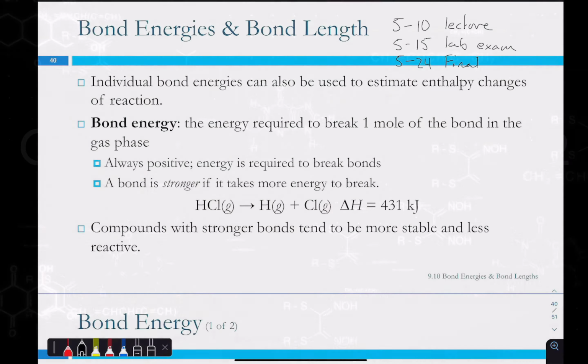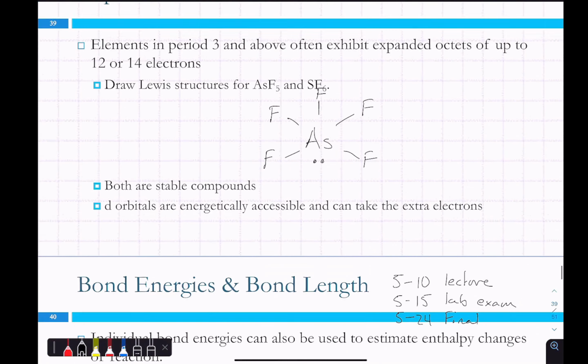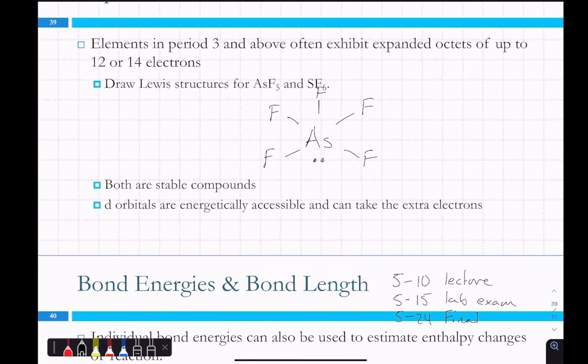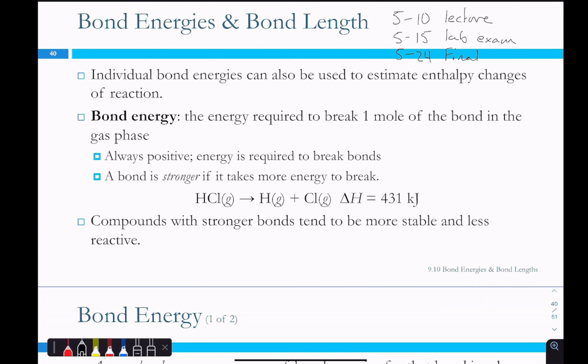So, bond energies and bond length. We're picking up here, again, in chapter 9. We talked so briefly about expanded octets. We're going to talk more about VSEPR theory and the names of different shapes, electron groups and molecular groups. We'll talk about that later. But the last thing I'm going to talk about here are bond energies and bond length.